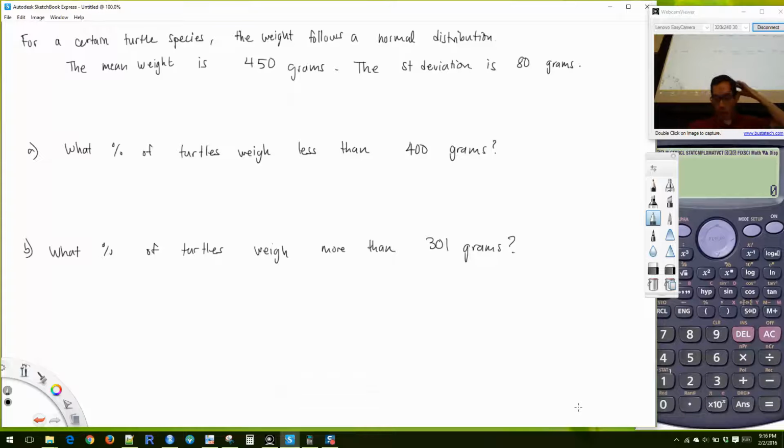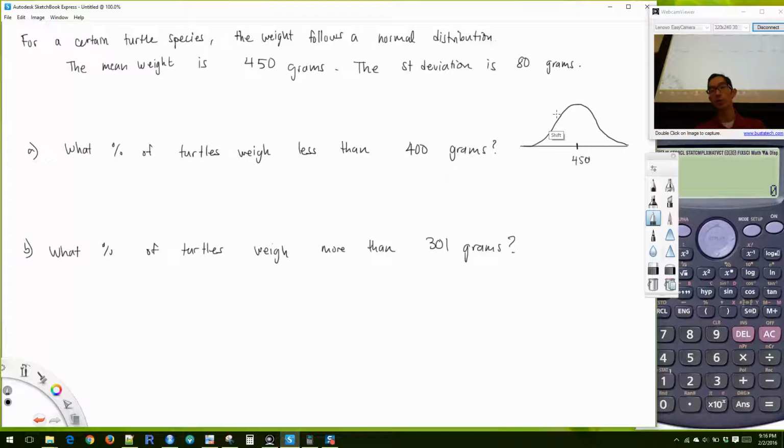All right, let's take a look. I know a lot of you guys are still working, but let's take a look here. Problem A says, what percentage of turtles weigh less than 400 grams? I always find it helpful to just draw a little picture of what I'm looking for. So here I've got the hill. The mean weight is 450, so I'm going to put 450 right here in the middle. And then it says, what percentage of turtles weigh less than 400?